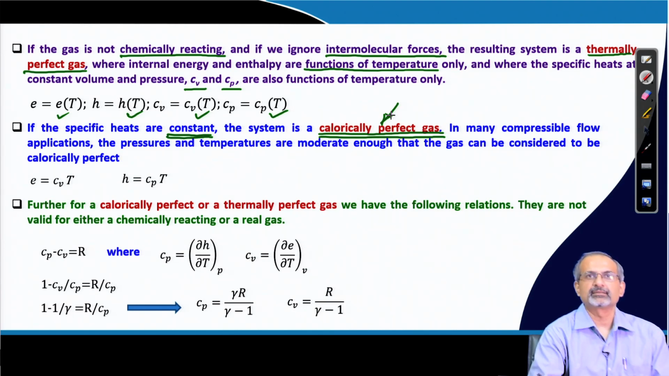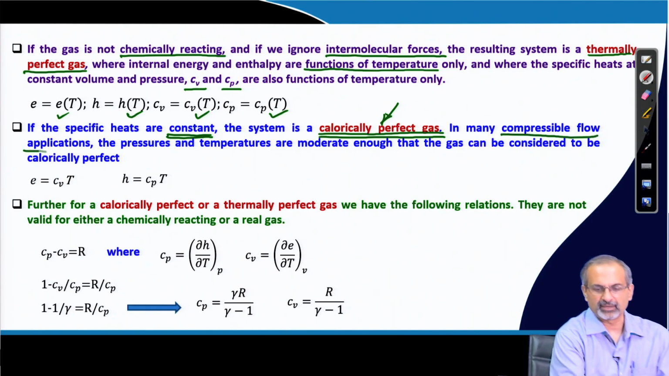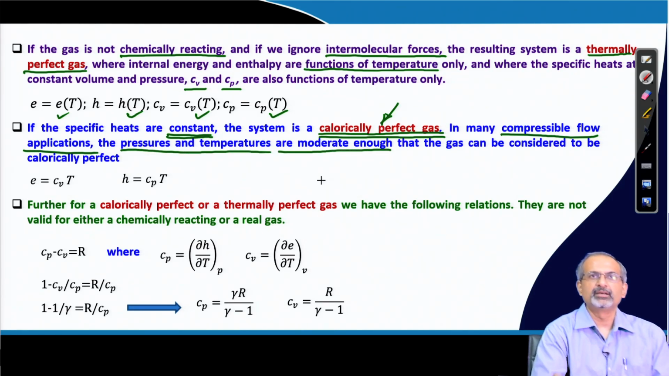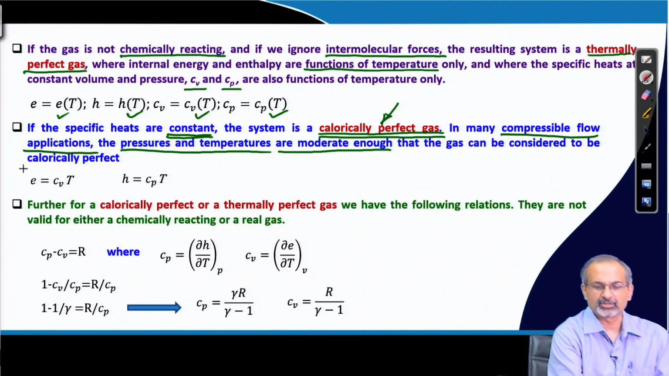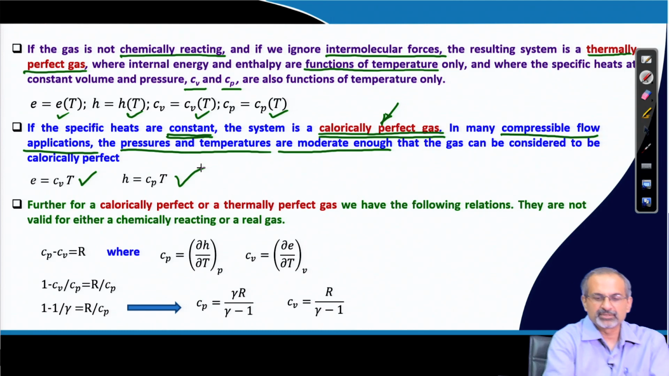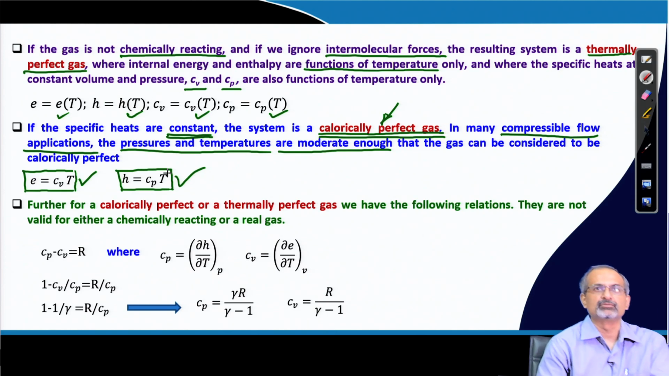When does such a gas behavior come up? We will find that in many compressible flow problems and applications, pressures and temperatures are moderate, not extremely high, not extremely low. It is true for both pressure and temperature, and then the gas can be considered as calorically perfect. In such a situation, internal energy and enthalpy in specific terms will be representable using these formulae, which basically means that at absolute 0, both these quantities will also limit to 0.